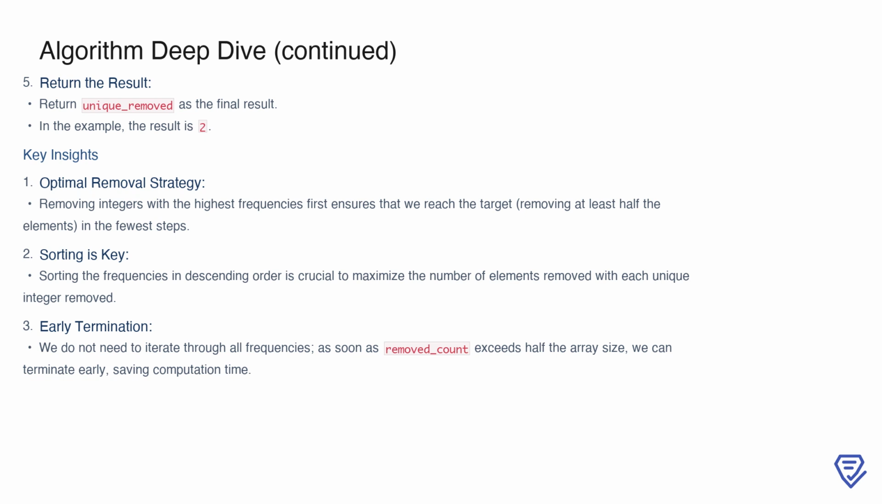This approach is built on several key insights. First, removing integers with the highest frequencies ensures that we reach our target in the fewest possible steps. Sorting the frequencies in descending order is crucial to prioritize these impactful numbers. Finally, the process benefits from early termination, as there's no need to process the entire frequency list once the target is met, which improves efficiency.